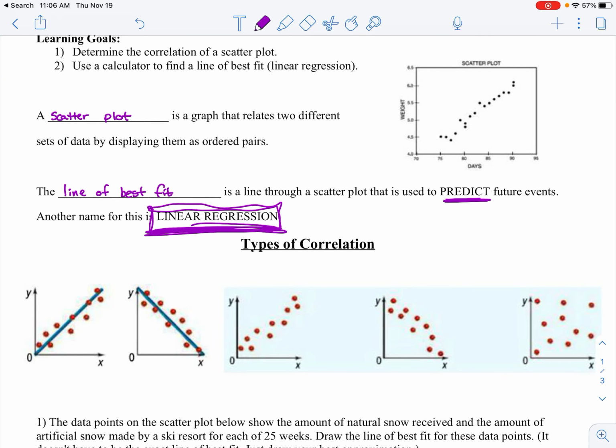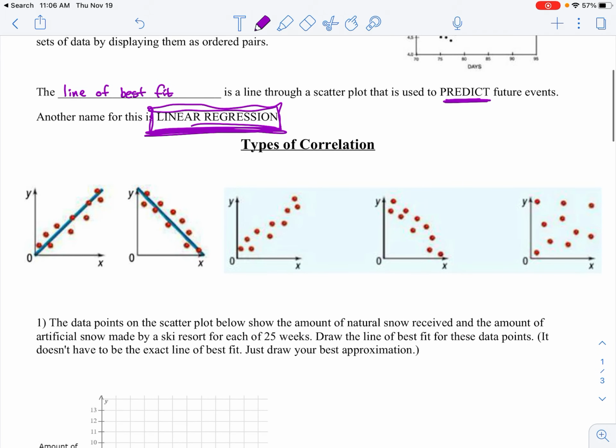So, my types of correlation. This is a positive correlation. This is a negative correlation. As you can see, one has a positive slope and that one has a negative slope. This one is also a positive correlation and a negative correlation. This one has no correlation because I can't tell exactly where I would draw that line, whether it's going up or down. It kind of depends. So I would say it's a no correlation.